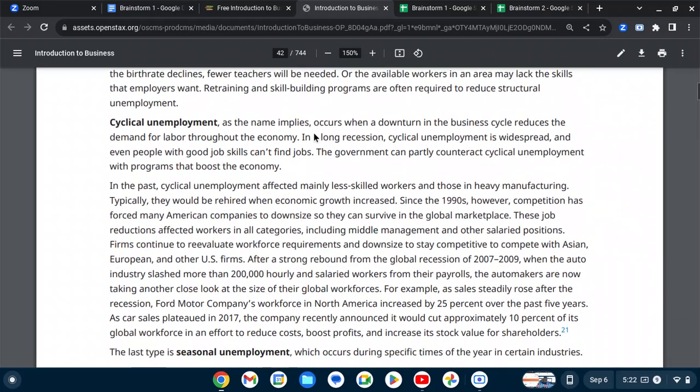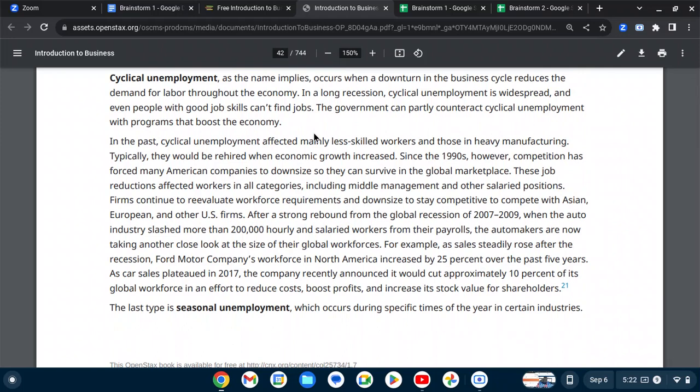Cyclical unemployment, as the name implies, occurs when a downturn in the business cycle reduces the demand for labor throughout the economy. In a long recession, cyclical unemployment is widespread, and even people with good job skills can't find jobs. The government can partly counteract cyclical unemployment with programs that boost the economy. In the past, cyclical unemployment affected mainly less skilled workers and those in heavy manufacturing. Typically, they would be rehired when economic growth increased.